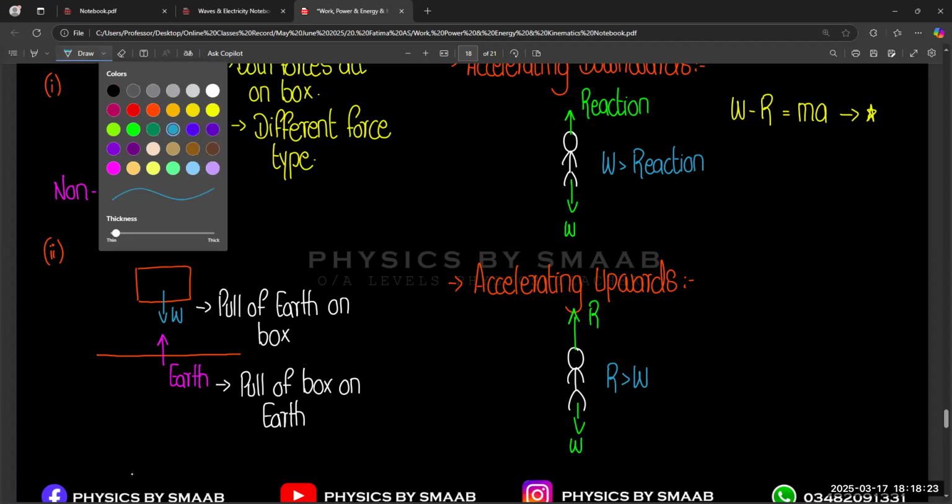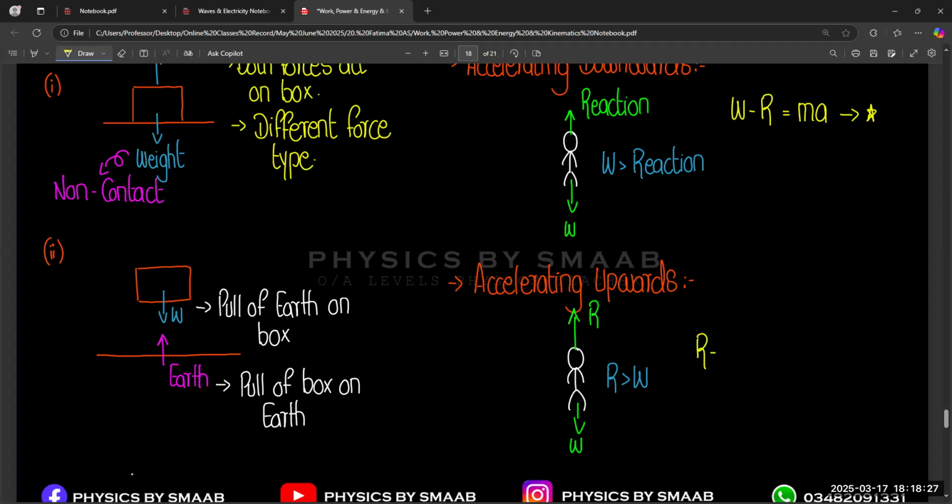And the equation will be reaction minus weight equals ma. So this is the equation for the body accelerating in upward direction or in downward direction, right? Any confusion in this? Okay.